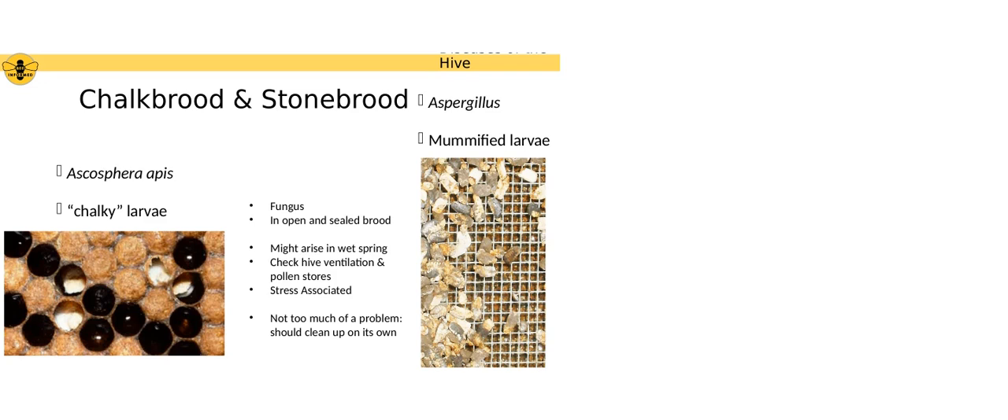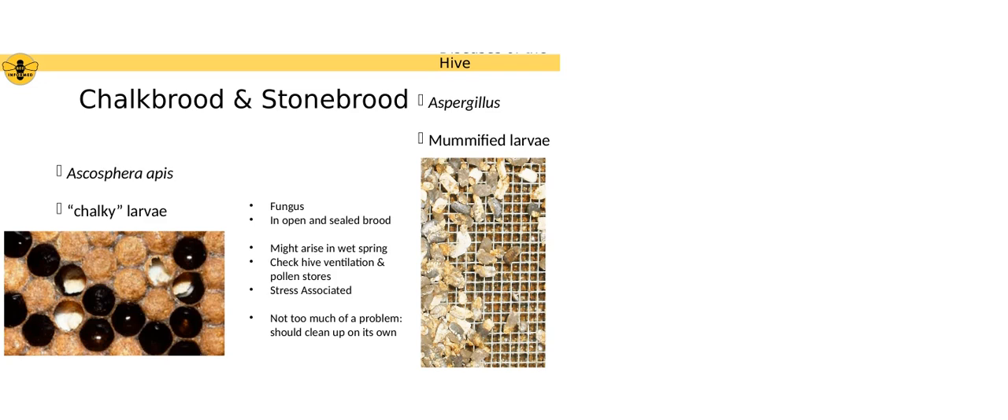It'll be in the open and sealed brood. It usually arises in the spring, specifically when we have really wet springs. You want to check your hive ventilation and pollen stores. It's associated with stress. Our bees can handle a couple of different stressors throughout the bee season or throughout the year, but they can't handle a lot at once. And so this is related with stress.